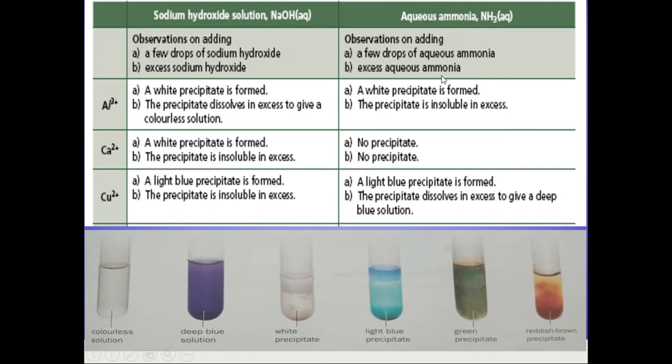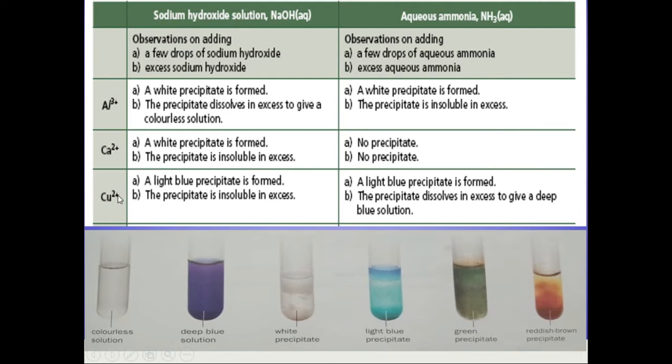On adding aqueous ammonia, calcium ion does not give any precipitate and there is no reaction, even if aqueous ammonia is added in excess. White precipitates may look like this, cloudy ones.